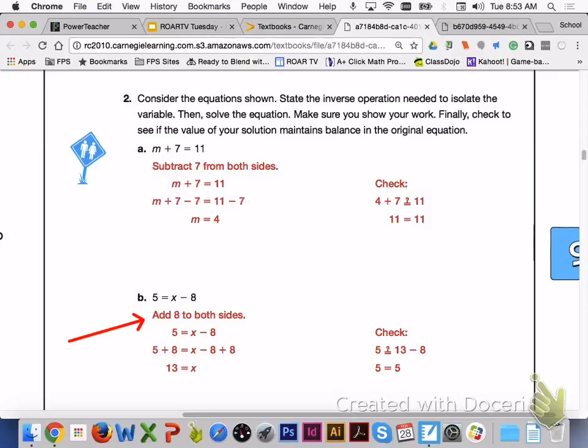For letter B, you are going to add 8 to both sides, so your inverse operation is addition. When you solve the equation, x is equal to 13. When you check your work, 13 minus 8 is equal to 5. 5 is equal to 5, so your solution is correct.